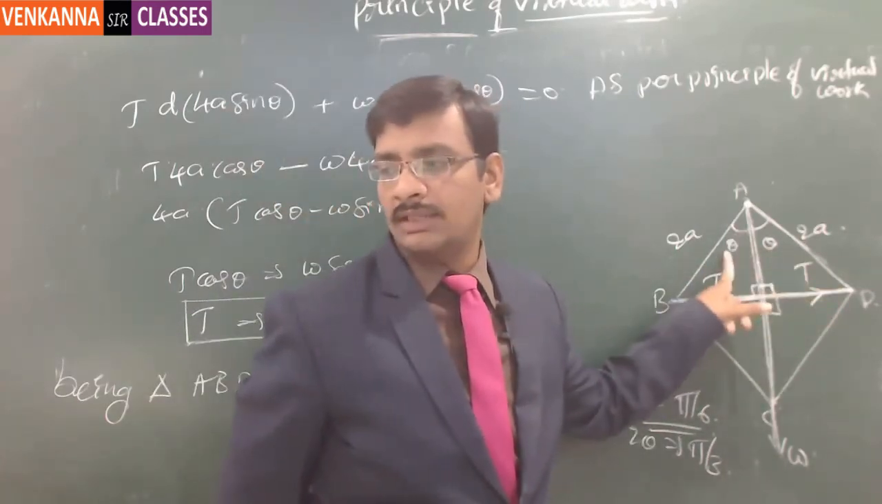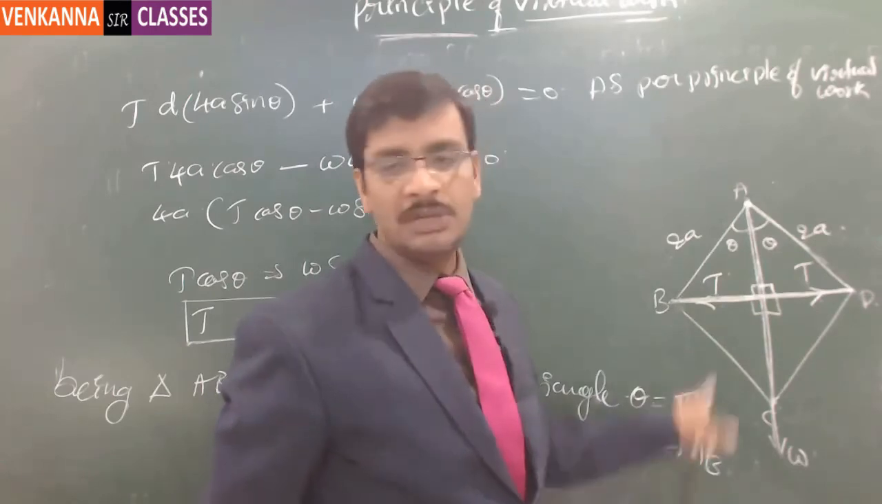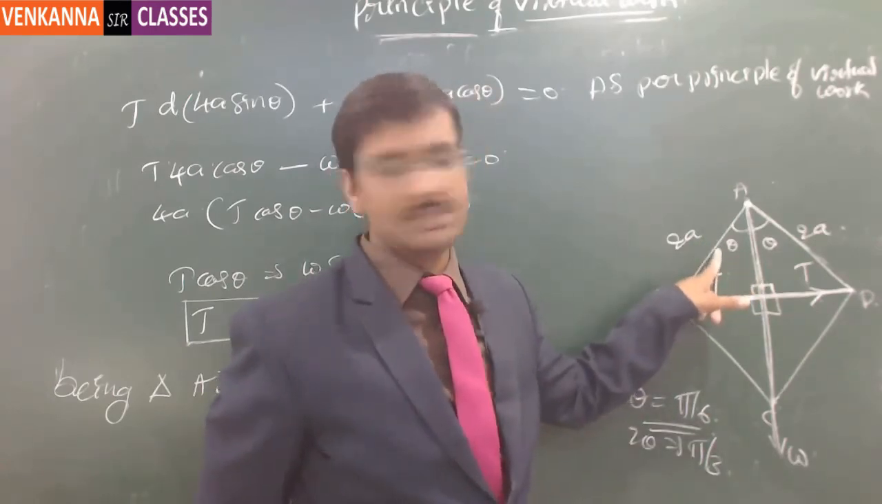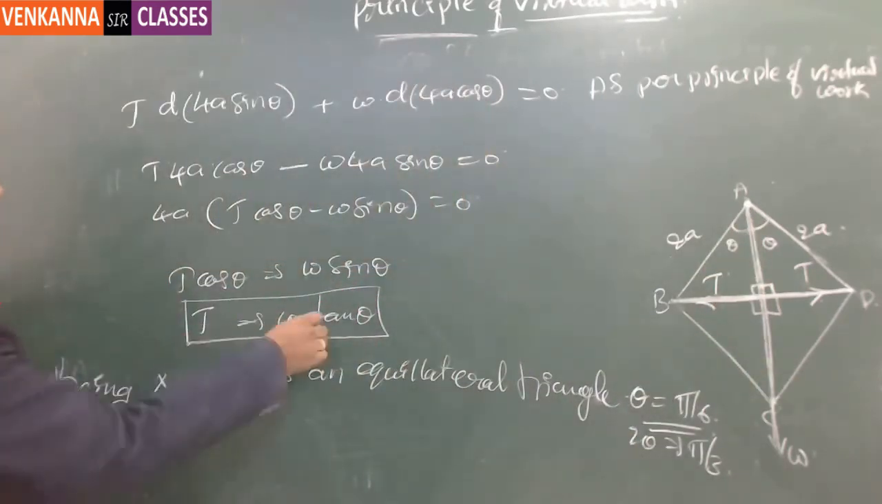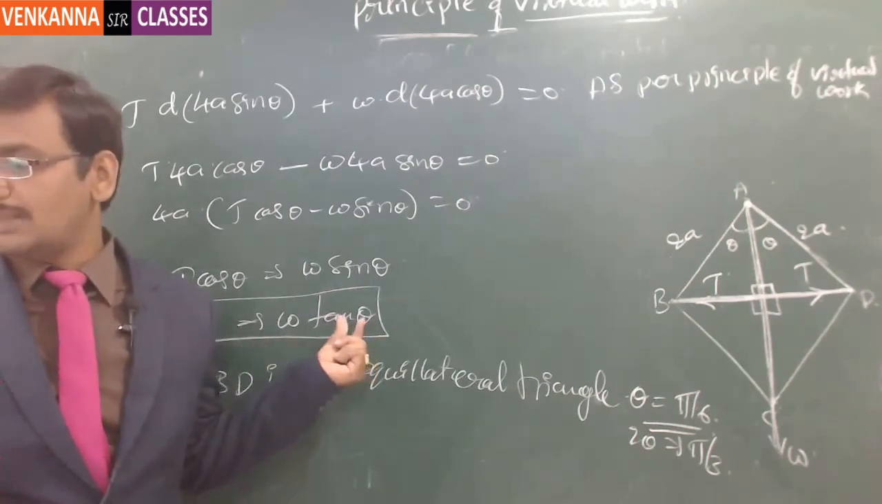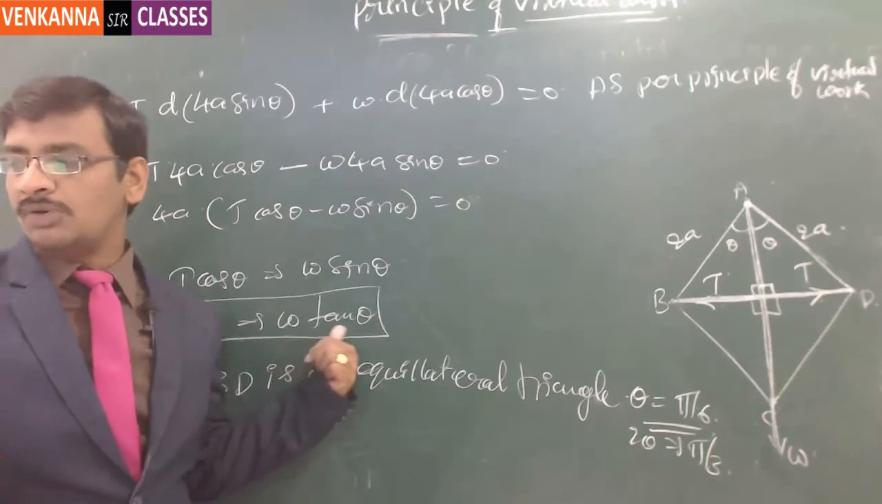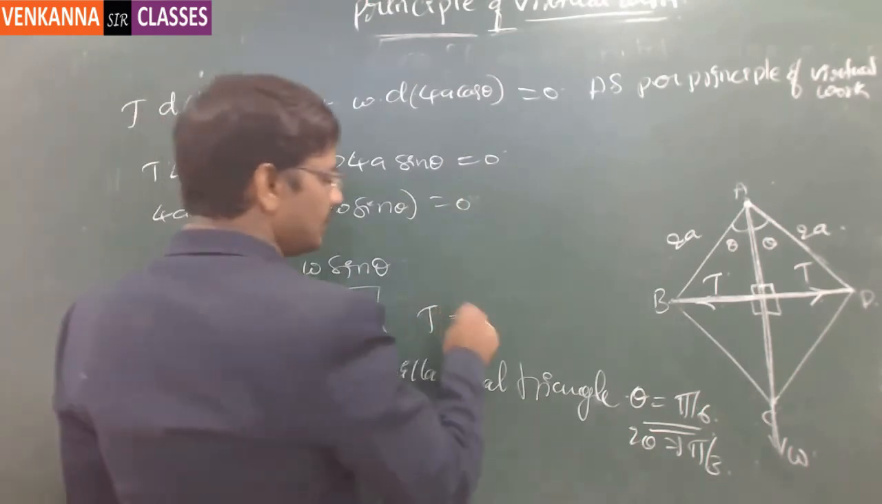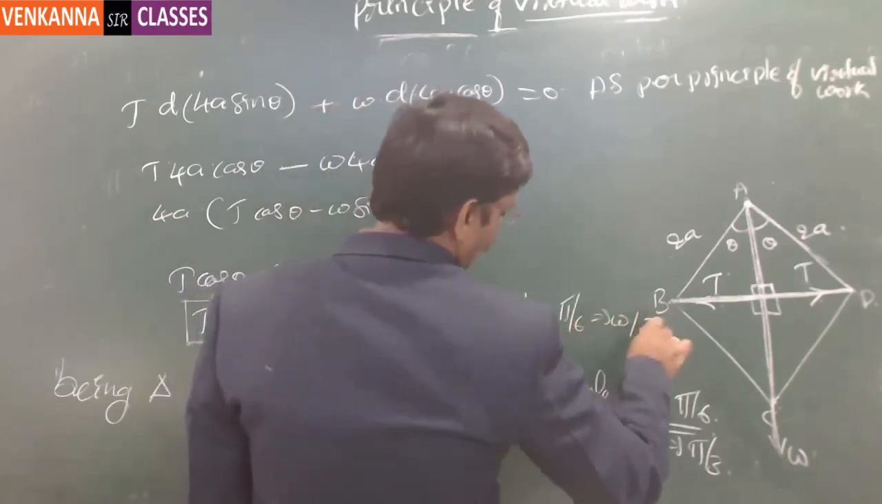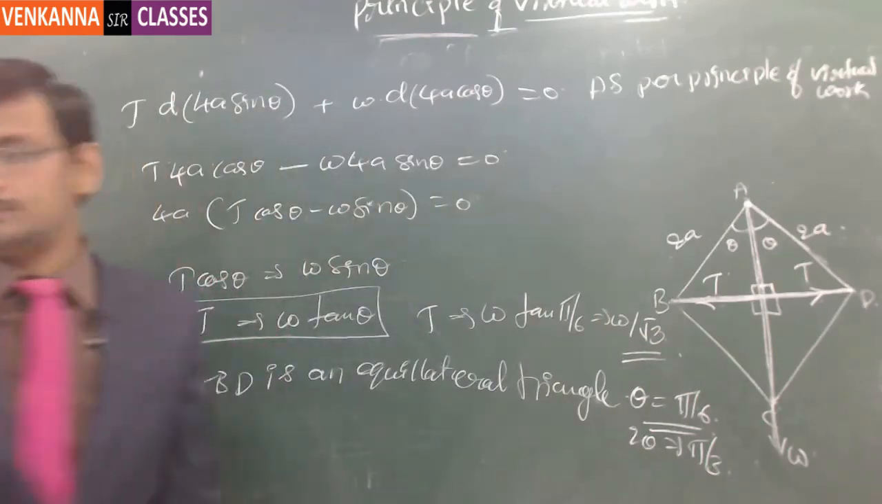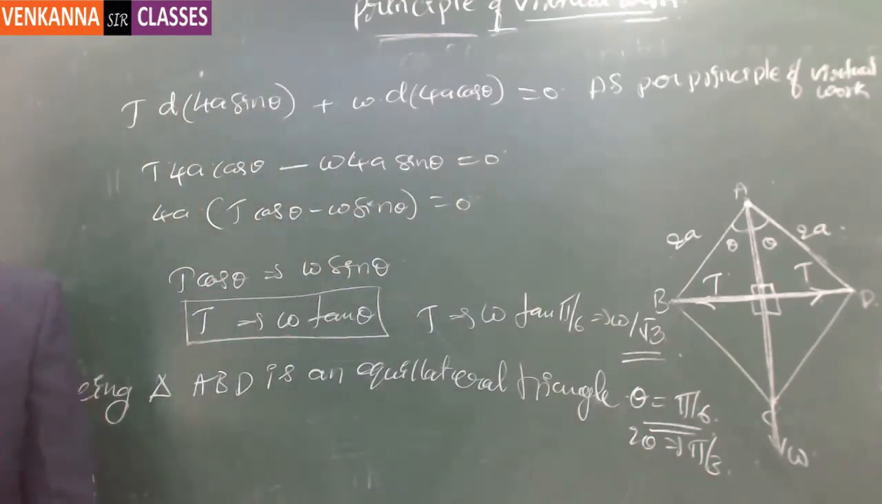Now we need only one angle, theta. So this angle is pi by 6. That means it is making an angle of 30 degrees initially when the body is under equilibrium condition. Now this is a general relation for whatever may be the angle theta: T is always equal to W times tan theta. For the initial condition, W times tan pi by 6 is equal to W by root 3. Got it? Understood? Okay, great. So you can note down this and we'll solve one more.